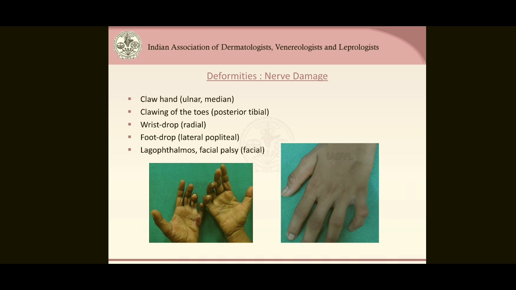In the picture, you can see the claw hand wherein there is hyperextension at the metacarpophalangeal joint and flexion of the proximal interphalangeal joints.